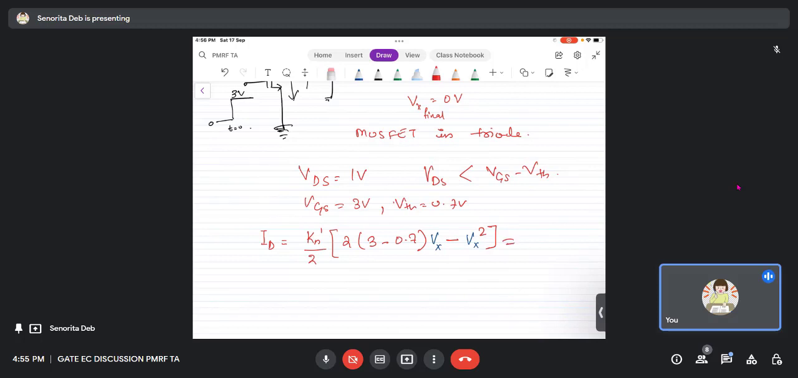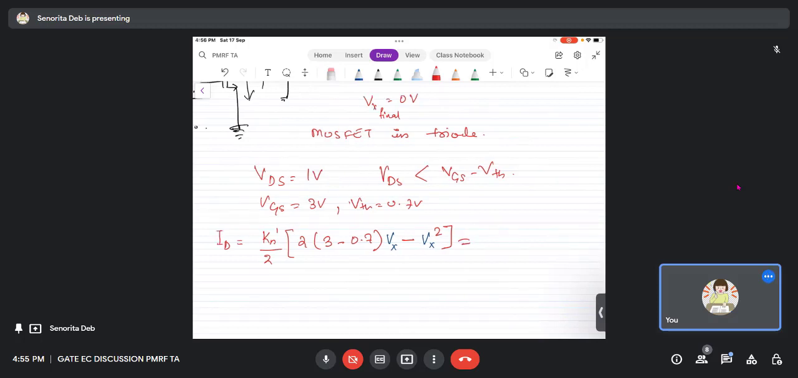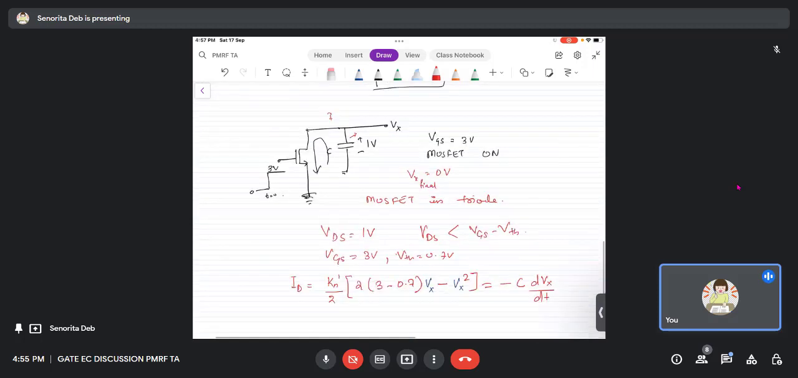This will be equal to minus C dVx by dt. Is this clear? Because this is a capacitor, right? And I'm taking the current across the capacitor. The direction of ID is this, the positive direction. So the capacitor current, the ID will be in this direction from the capacitor, and therefore there is a negative sign. Because actually, from the sign of the voltage, it should be this side, right? So this is minus C dVx by dt. Is this clear? Why the negative sign?